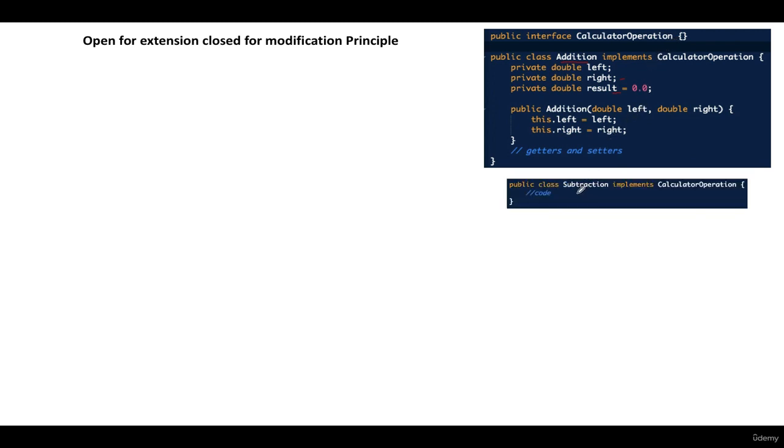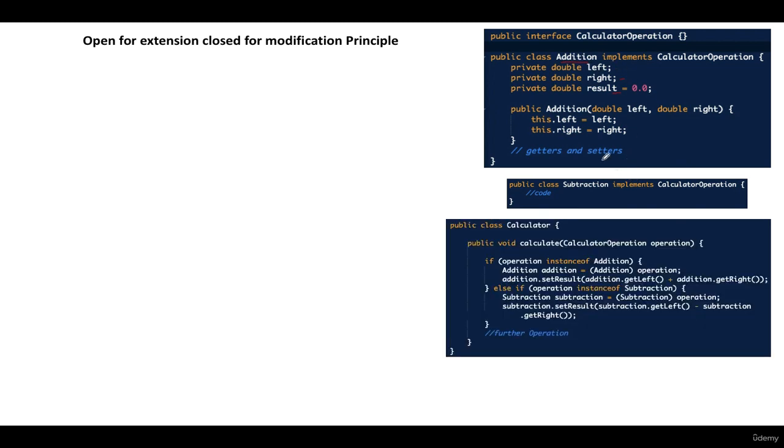Then we have the subtraction class, and the subtraction class also implements this same interface, and it also has the same data members that the addition has: left, right, result. Then it also has the constructor which takes the left and right arguments. So we have the subtraction and the addition, and then this is my class which performs the calculation by using this addition and subtraction class. So here we are passing the instance of the calculate operations interface. So we can pass the instance of addition, we can pass the instance of subtraction, because it's an interface.